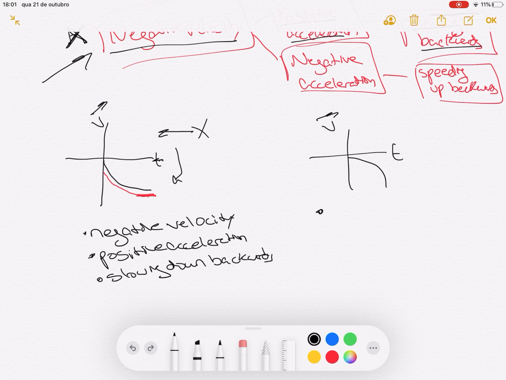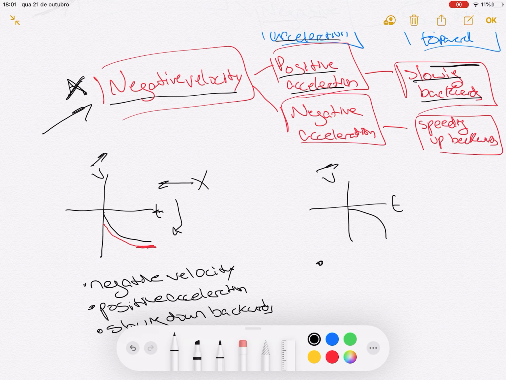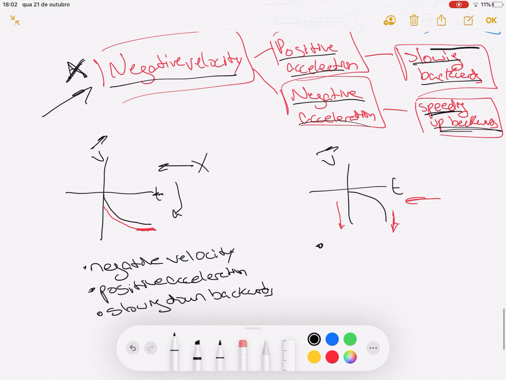And then for this graph, what do we know? Is the velocity negative? Yes, because it's below the x-axis. Is the object speeding up backwards? Well, the slope of the line suddenly goes very steep down. And so that means the velocity is increasing, though it's negative. And so for this case, the object is speeding up backwards, and that means there's negative acceleration.